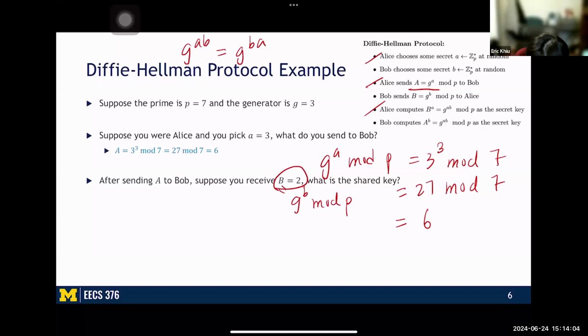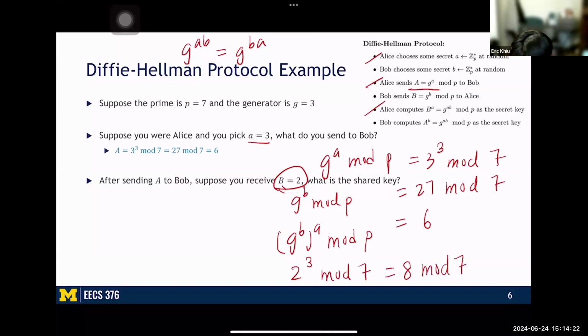Okay, so Alice is going to raise this G^B to the A and then take mod P. We know that this is 2, and we know that Alice picked 3 mod 7, so this will be 8 mod 7, and therefore the shared key is 1. Any questions?